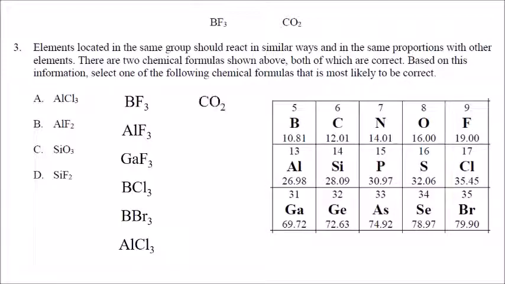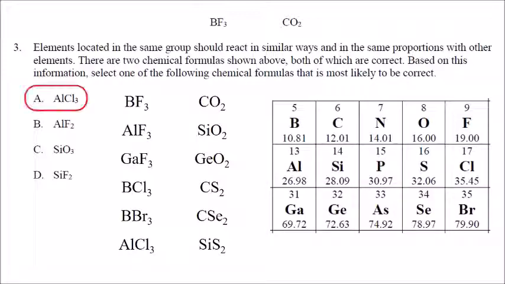In a similar way, I could replace carbon with silicon. I could replace silicon with germanium. I could replace oxygen with sulfur or selenium. And I would have all of these compounds that would be represented by substituting one element for another in the same family. So based on these choices and the pattern that we see, the correct answer is A.